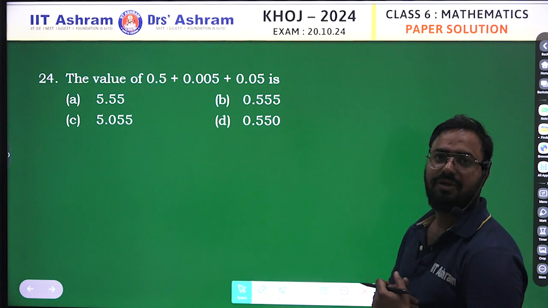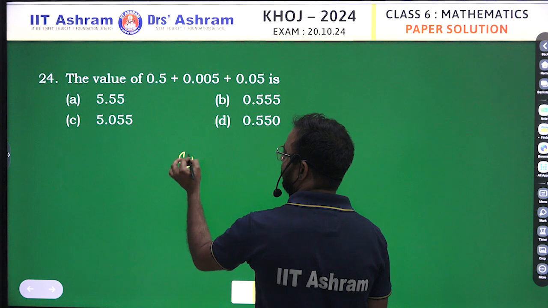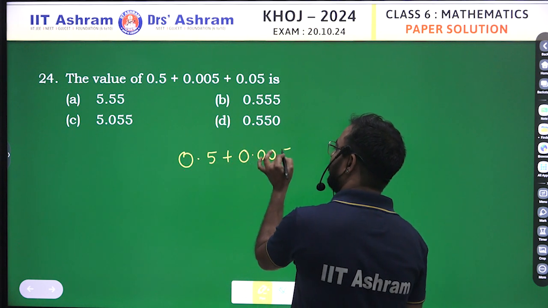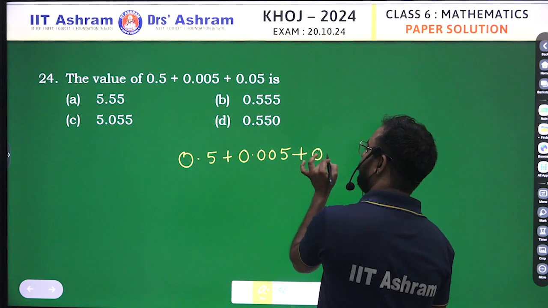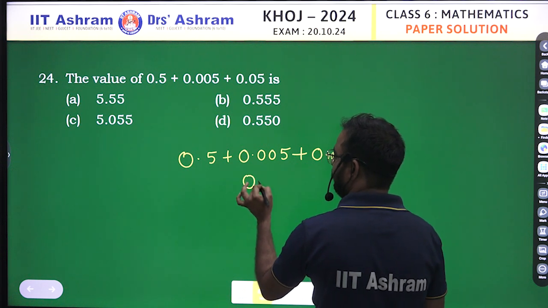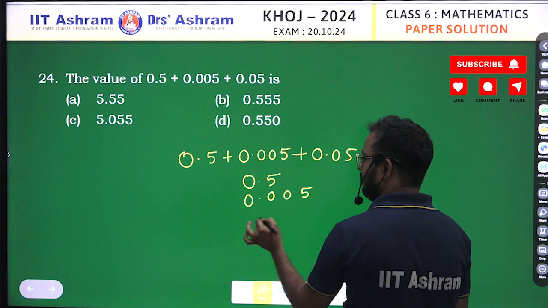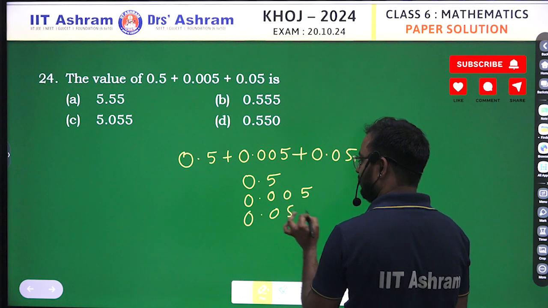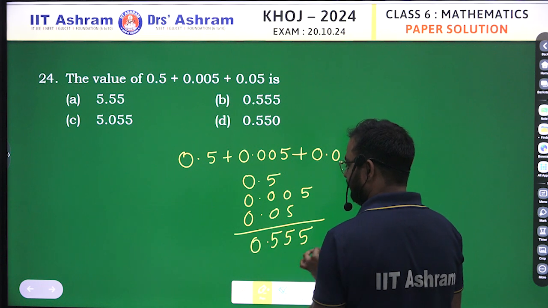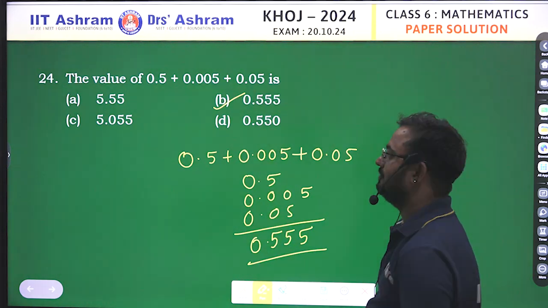Next, question number 24. Find the sum of 0.5 plus 0.005 plus 0.05. So 0.5 plus 0.005 plus 0.05 gives 5, 5, 5, 0.555. So option B is the right answer.